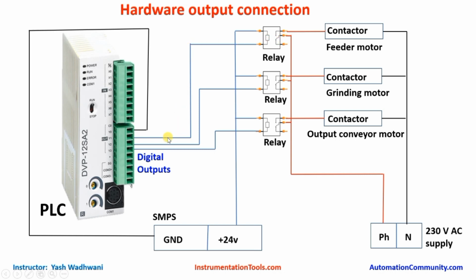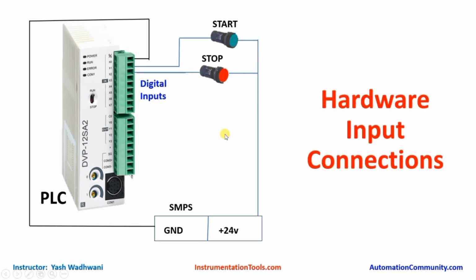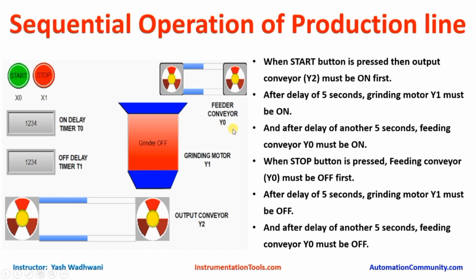The other terminal of relay 1 I will connect to Y0, which is my feeding motor. Remember these things. The other terminal of relay 2 I will connect to Y1, which is my grinding motor, and the other terminal of relay 3 I will connect to Y2, which is my output conveyor motor. If you are feeling any confusion, refer to this image. Here I have written that Y0 is the feeding conveyor, Y1 is the grinding motor, and Y2 is the output conveyor. X0 is the start button and X1 is the stop button.